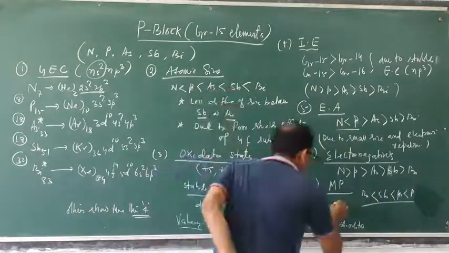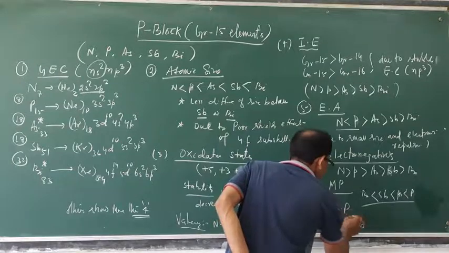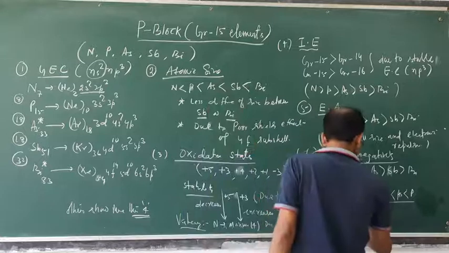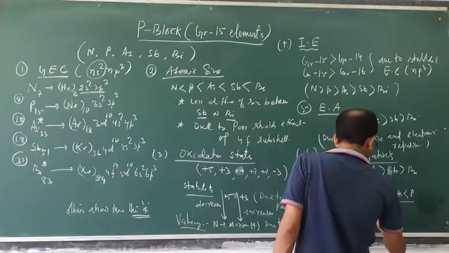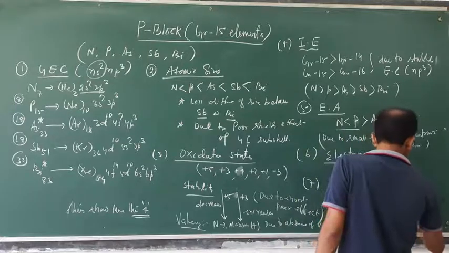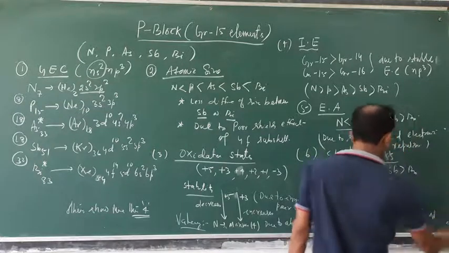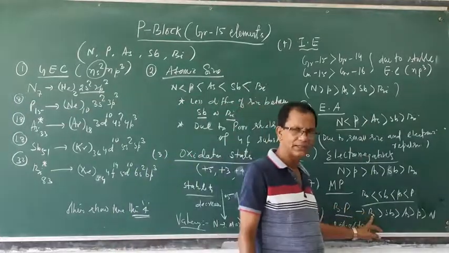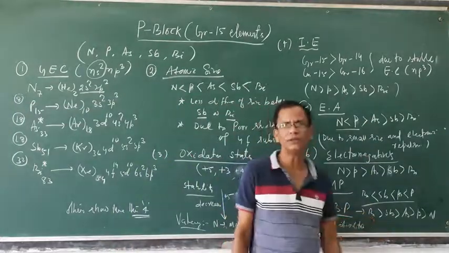But the boiling point order is generally bismuth greater than antimony, greater than arsenic, greater than phosphorus, greater than nitrogen, due to size. As bismuth is larger in size, it has a higher boiling point.